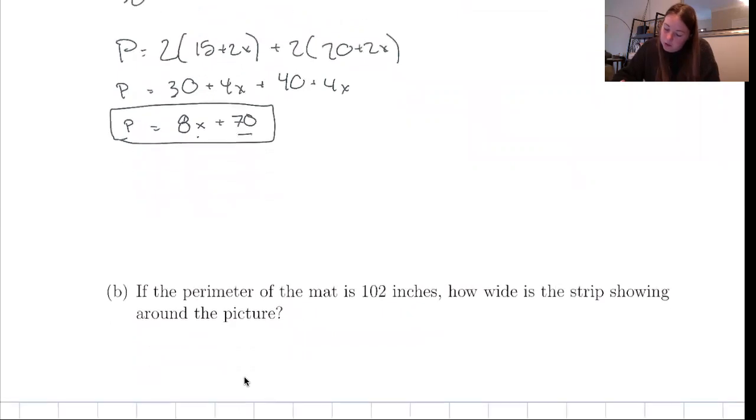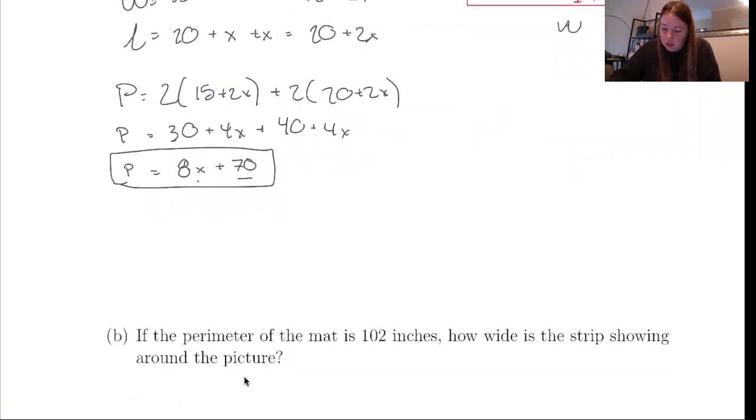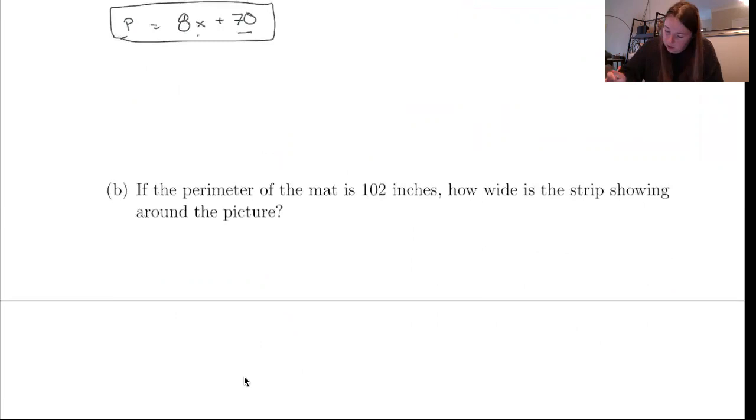Okay, so that is the perimeter. So if the perimeter of the mat is 110 inches, how wide is the strip showing? Okay, so X was the width of just that little bit that's showing. Where's my highlighter? So my perimeter is 110 inches. How wide is the strip showing around the picture? Okay. You could have also been asked, how wide is the mat? and you have to go from there, okay?